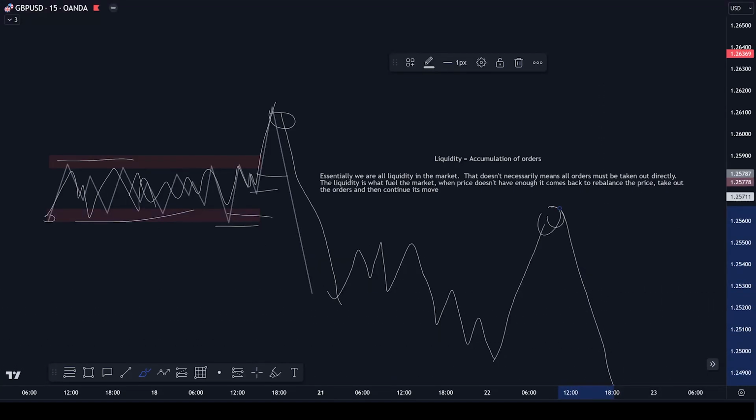As I said earlier, not all the orders must be taken out directly. For example, we have liquidity above this high, but this liquidity doesn't necessarily need to get taken out by the price now, because the bearish momentum is important and price doesn't necessarily need to sweep those kinds of highs.